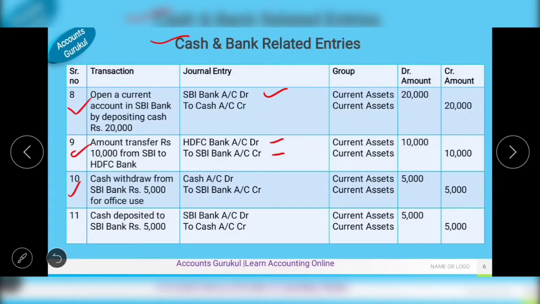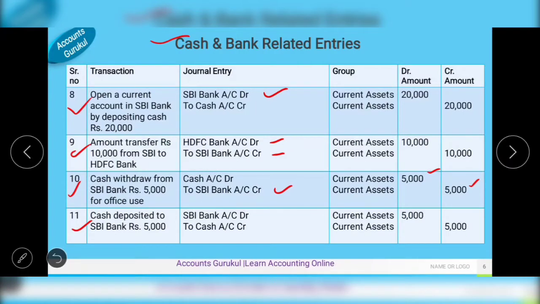तो cash account debit to SBI account credit, क्योंकि SBI account से withdraw किया है. तो SBI account is going to be reduced with that amount. So SBI account credit and cash account debit for 5,000. Then the next one is that cash deposited to SBI bank rupees 5,000.